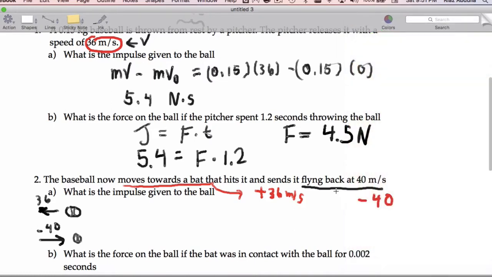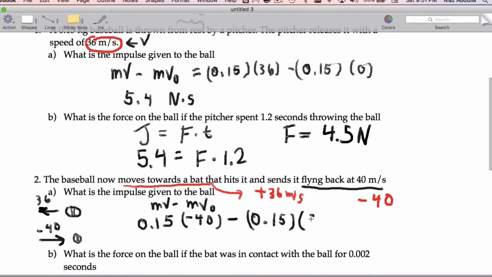So when we set up the impulse equation, that's going to be mv minus mv naught, but let's be careful, that'll be 0.15 times v, which is negative 40, since it's been sent back, minus 0.15 times 36. Putting all of that together, we're going to get an impulse of 11.4, or rather negative 11.4 newton seconds.